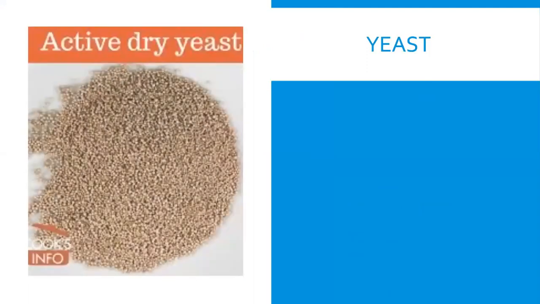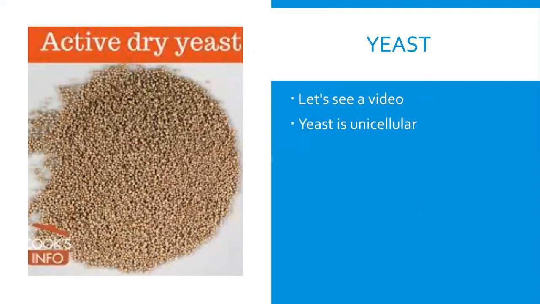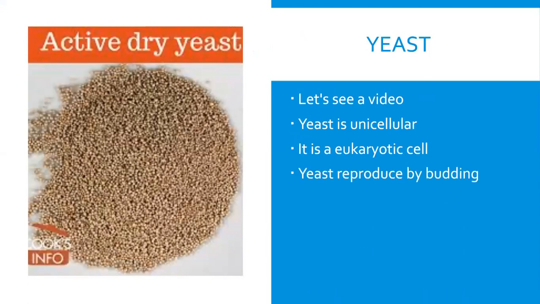Then the other type of microorganism is yeast. You must have seen that when making cakes or breads, we always use yeast. So this is how active dry yeast looks. Now yeast is unicellular. It is a eukaryotic cell. Eukaryotic means it has a true nucleus, and here it is a single cell. Yeast reproduces by budding. Generally, one organism gives rise to another by budding.